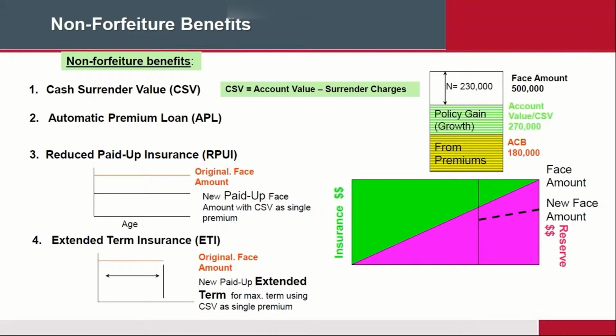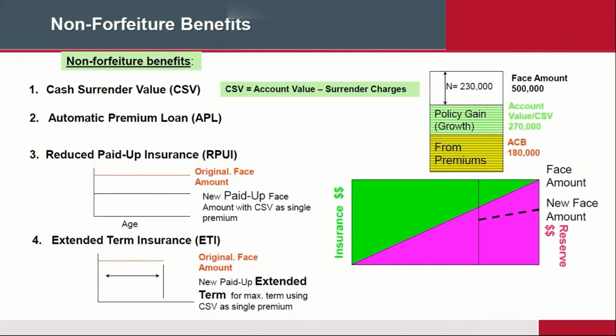So let's say you've got $50,000 sitting in there, and you decide, I'm just going to cancel the policy. You'll get a check for $50,000. It's as simple as that. In other words, the CSV is the account value minus any kind of surrender charges. You'll see that on Universal Life, for example, there's two tables. There's the account value, and then there's the surrender charge attached to that, and then you'll see the net, which will be the CSV. So CSV is basically account value minus any kind of surrender charges.